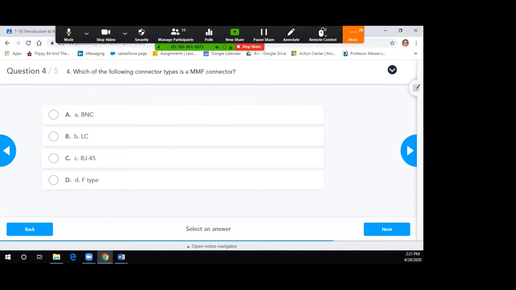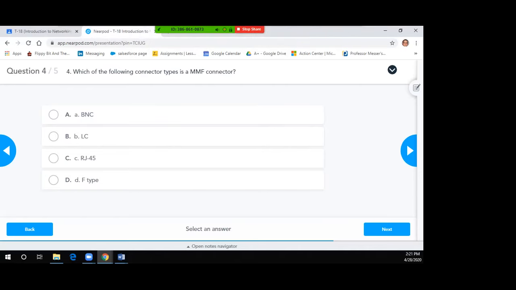Which of the following connector types is an MMF connector? What's MMF? Multimode fiber, I think. Is it a BNC? Does a BNC connector go on fiber? That goes on coaxial, right? What's an F type? That's the one for coax.